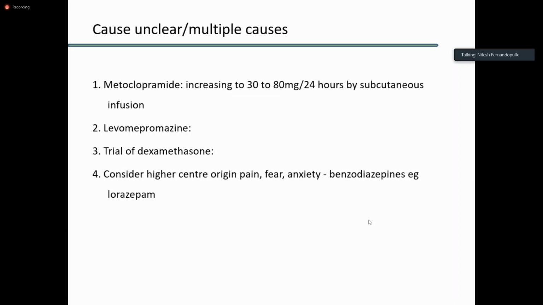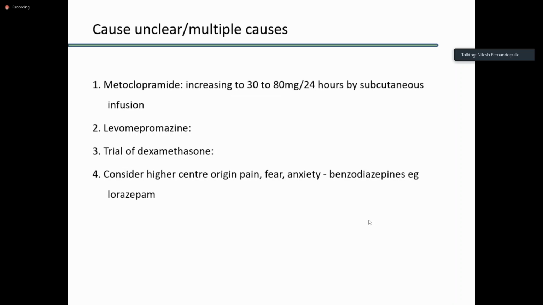Okay, where you're not sure what it is, then of course you might have to give metoclopramide, or you can give levofloxacin, or a trial of dexamethasone. Or if you think the patient's nausea and vomiting is due to some sort of fear or anxiety, which all our palliative care patients might have, they're worried about dying, they're worried about their family, so lots of things. So giving benzodiazepines might be useful. You just need to relieve their anxiety, then their nausea and vomiting might get better.